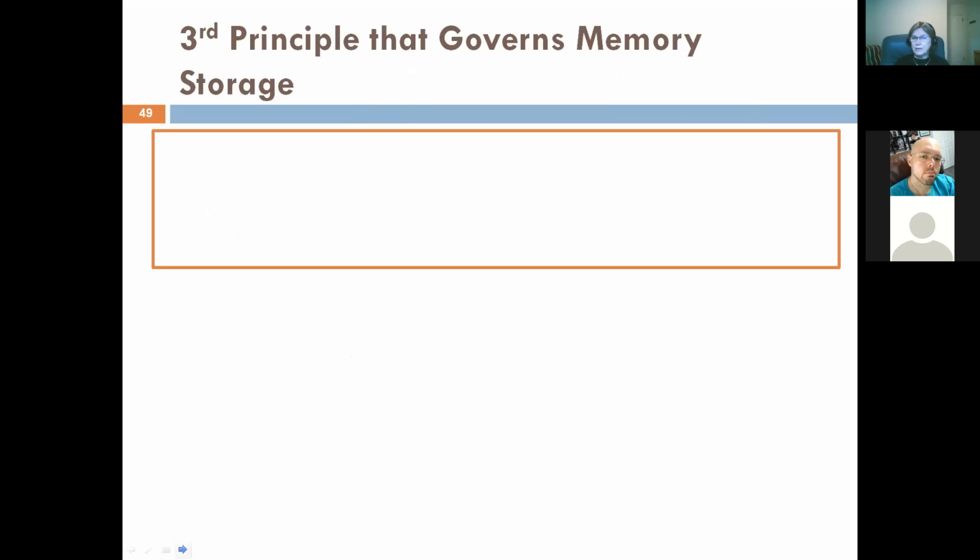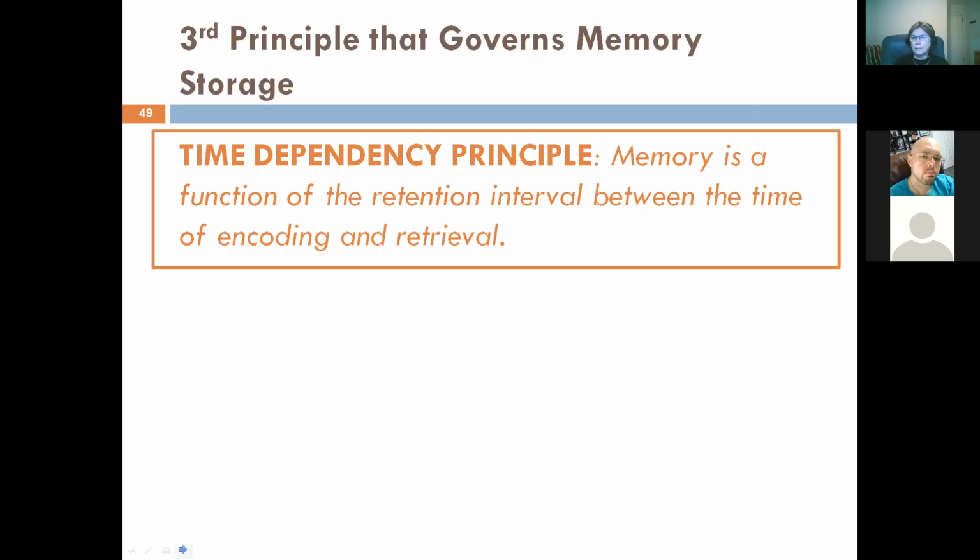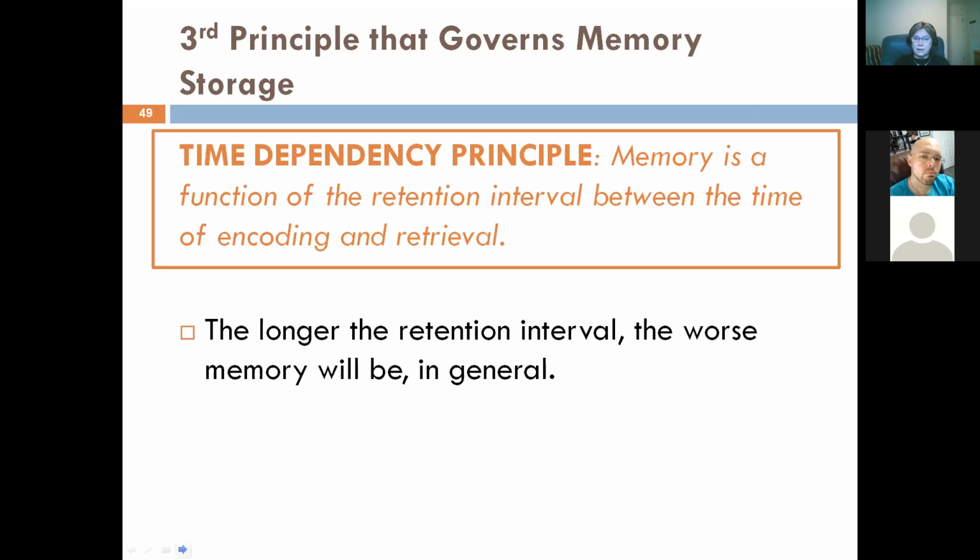So now that allows us to think of the principles that apply to the storage stage. We talked about two principles of the encoding stage. And this is known as the time dependency principle. That's easy, right? Memory is a function of the retention interval between the time of encoding and time of retrieval. The shorter the interval, the better the retrieval. The longer the interval, the worse the retrieval will be. And that gives us a way to think about forgetting. I mean, why it happens, what are possible explanations for why we forget.